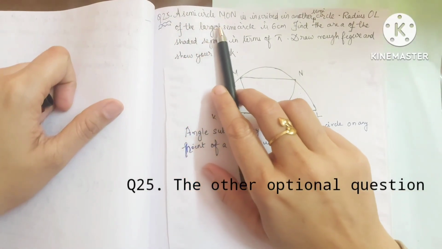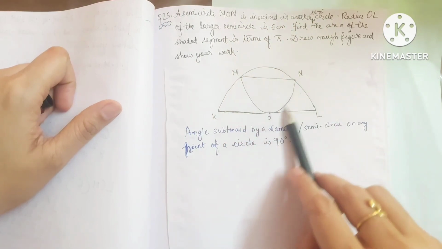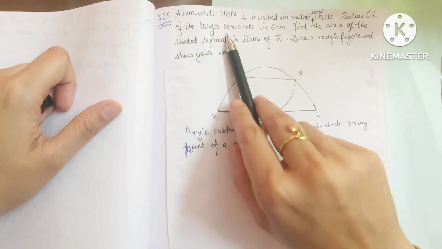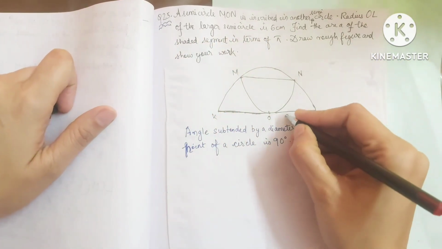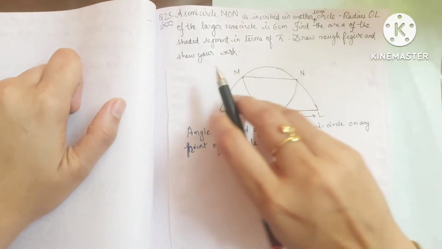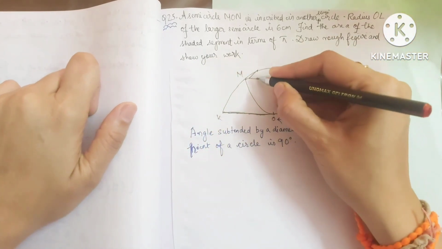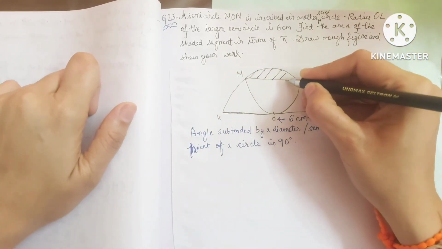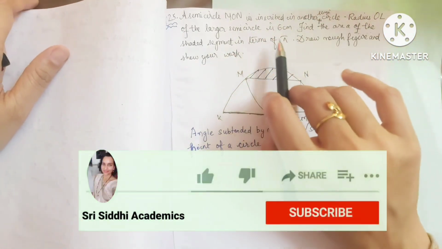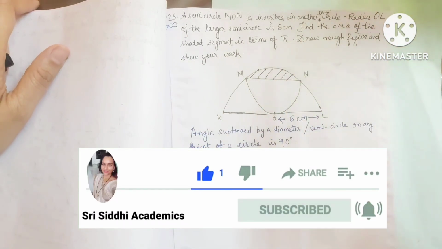Question number 25 says a semicircle MON is inscribed in another semicircle. This is a smaller semicircle inscribed inside a larger semicircle. Radius OL of the largest semicircle is 6 centimeter. So radius has been given to us. This is 6 centimeter. Find the area of the shaded segment in terms of pi. This is the shaded segment which has been given in the question. In terms of pi, so we don't need to find the actual absolute value. We just need to find in terms of pi. Draw a rough figure and show your work.